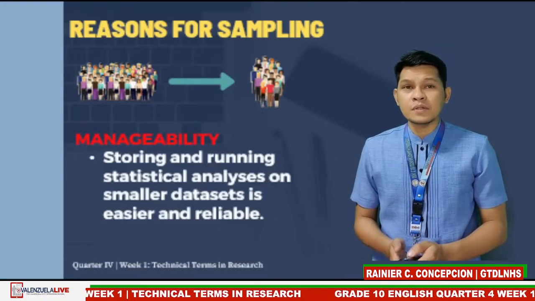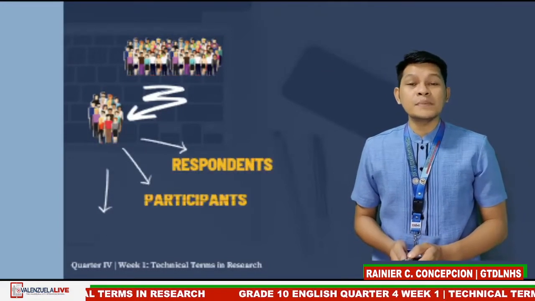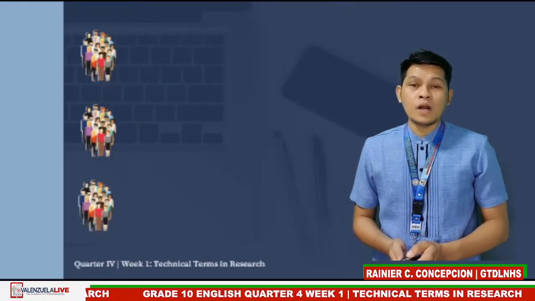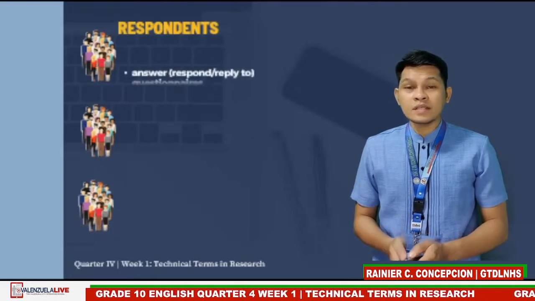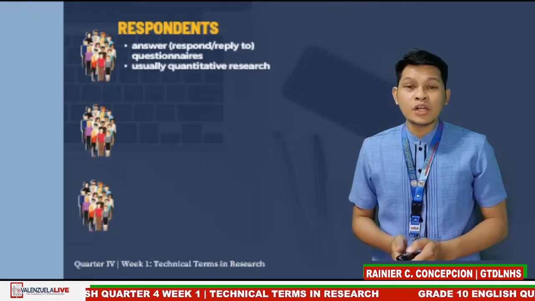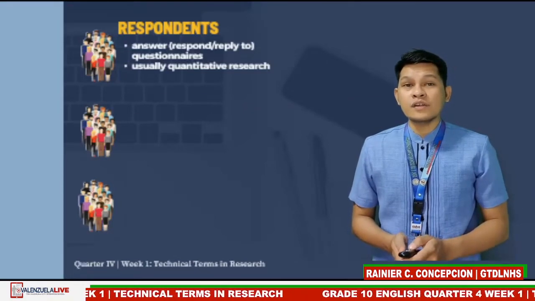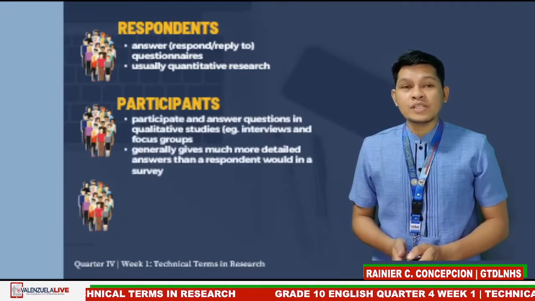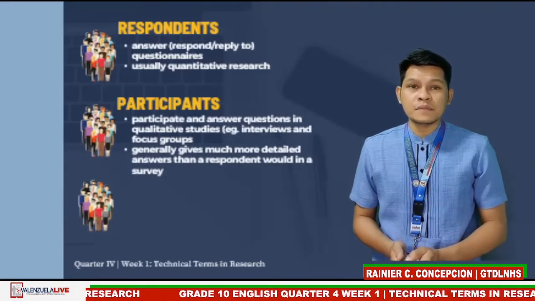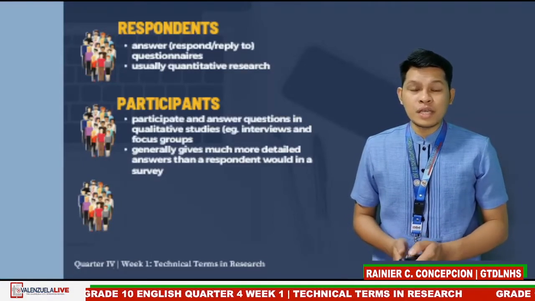In choosing samples, you have to remember that there are 3 categories. We have respondents, participants, and subjects. Let us differentiate the 3. Well, for respondents, they are the ones who answer, respond, reply to questionnaires, and usually they are under quantitative research. Participants, on the other hand, participate and answer questions in qualitative studies, example, for interviews and focus groups. They generally give much more detailed answers than a respondent would in a survey.